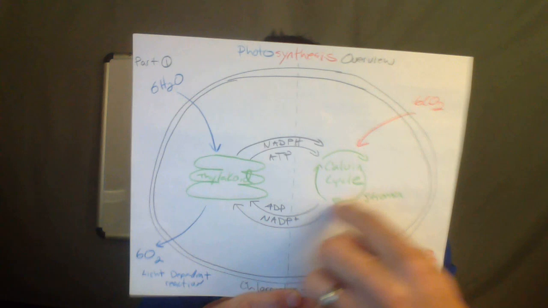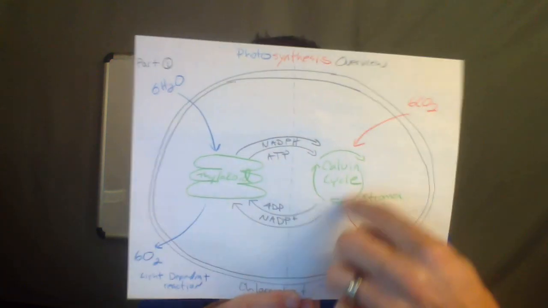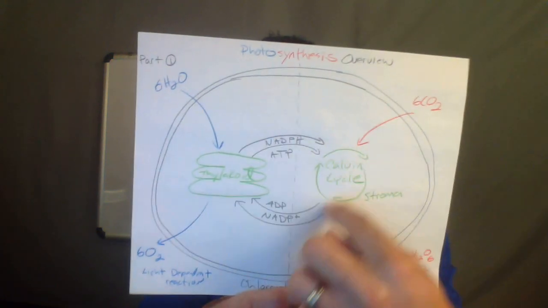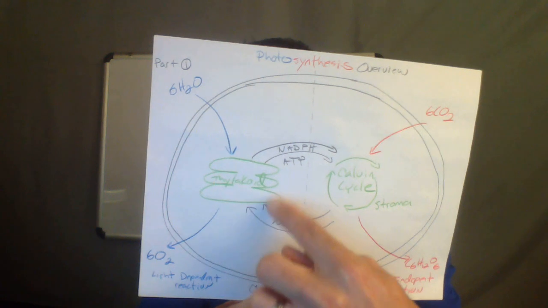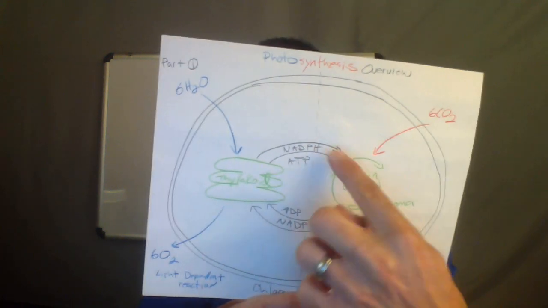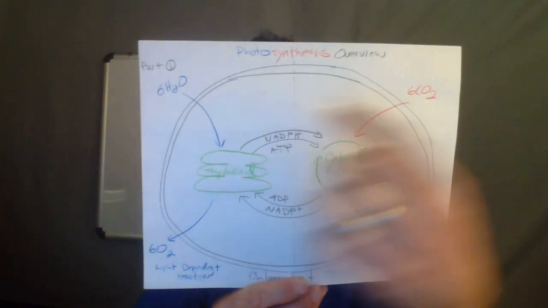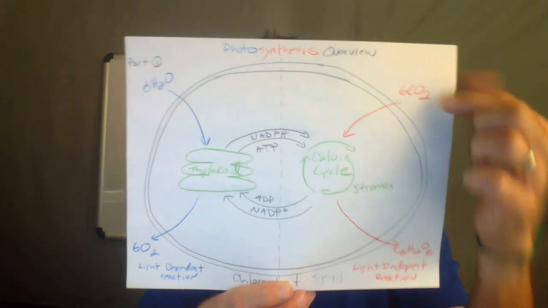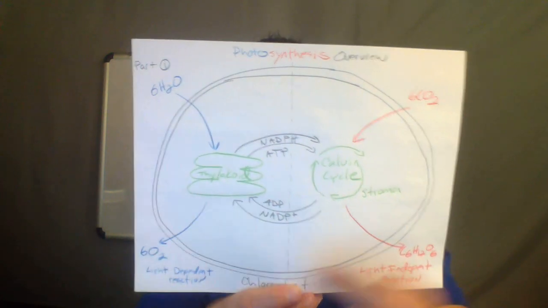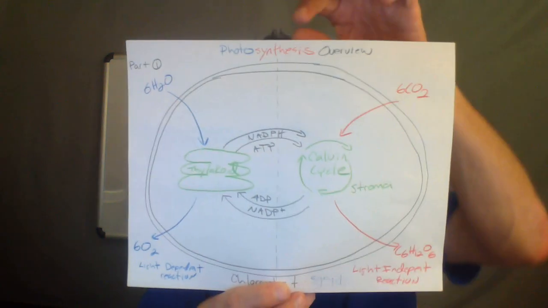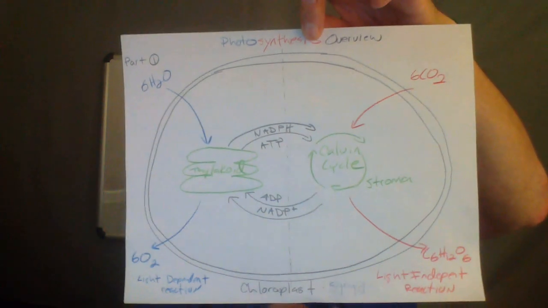So these things just keep cycling around, right? The low energy, high energy, low energy, high energy. But we need that constant input of the water and the carbon dioxide, and constant output of the oxygen and the glucose. And that is our photosynthesis overview.